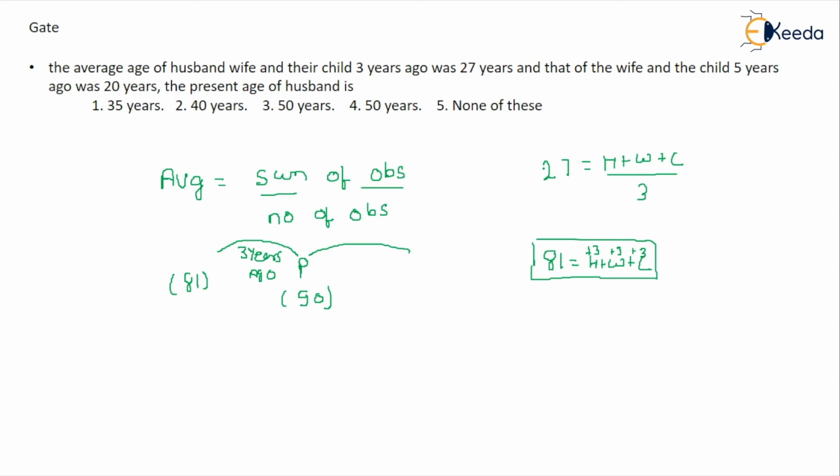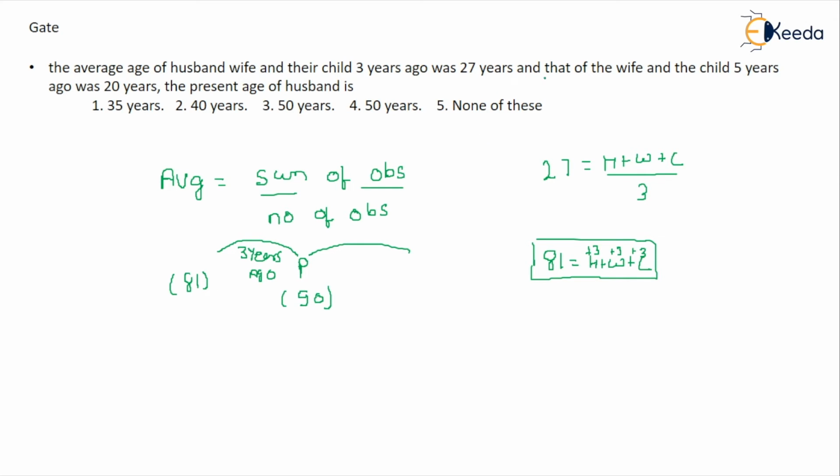So 3 years back we found out that it was 81, and present means 3 years ahead. So every 1 year will be increased by 3. So husband increased by 3, wife increased by 3, and child increased by 3. So the total increase will be 9 years. So 81 plus 9, that is 90.